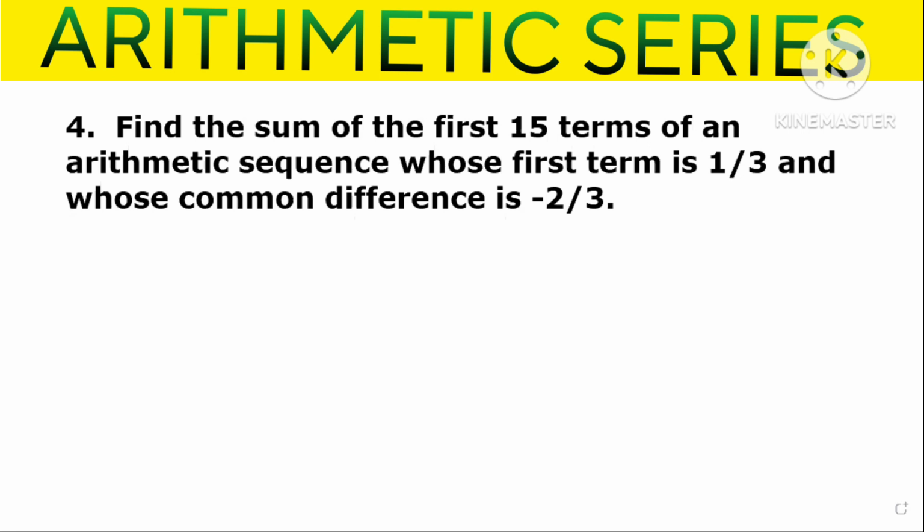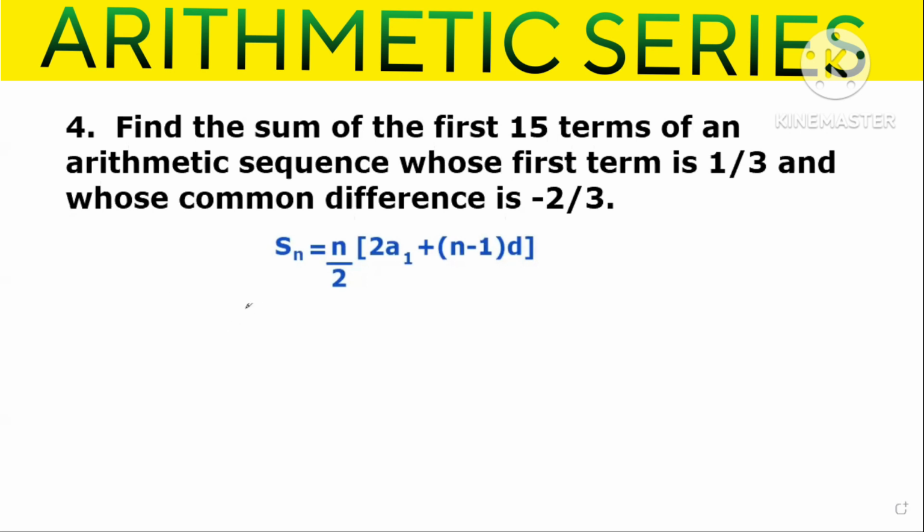Problem number 4, find the sum of the first 15 terms of an arithmetic sequence whose first term is 1/3 and whose common difference is negative 2/3. So fraction naman tayo, no? Para kumpleto. So since the last term is not given, we again go back to the second formula. S sub n is equal to n over 2 multiplied by 2a sub 1 plus n minus 1 times d.